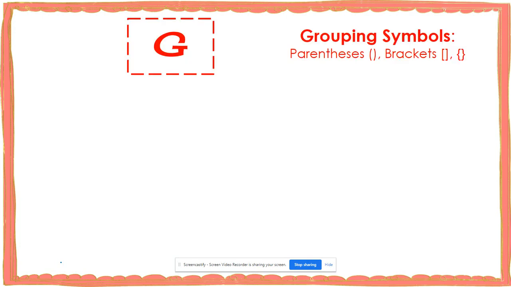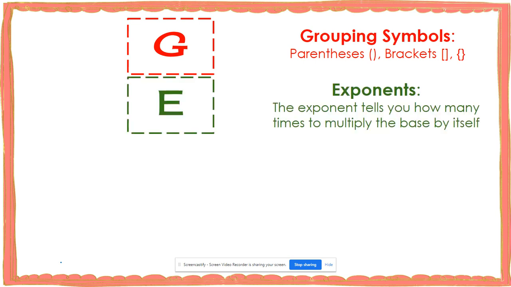Solve math computation problems using the order of operations. In the order of operations, you will always solve grouping symbols first. Anything that is inside of parentheses or inside of brackets must be solved first. Next, you'll solve exponents. The exponent in a problem tells you how many times you multiply the base by itself.